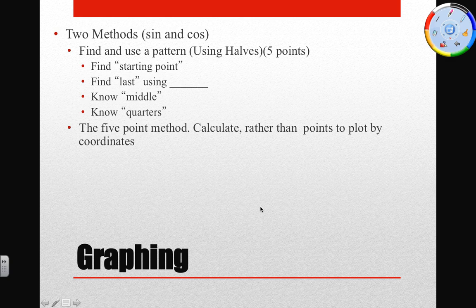Now there is another method. The first method that I did is kind of my method. Probably other people do it as well, but it's a quick way to graph once you get the hang of it. But some people need this other 5-point method in order to actually do some calculations and finding points and graphing those points.